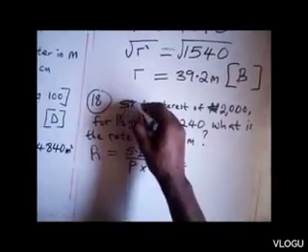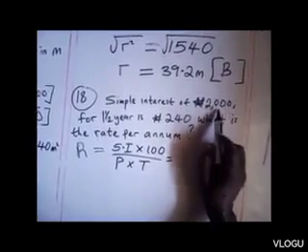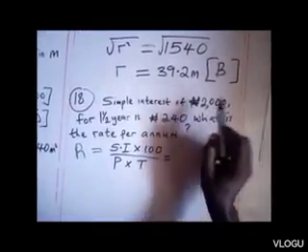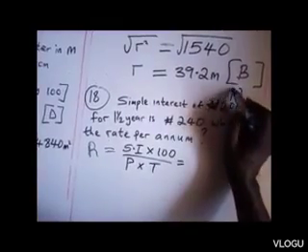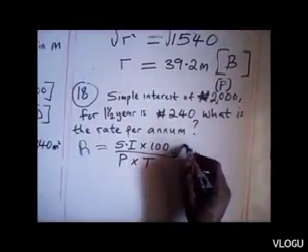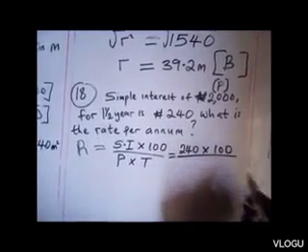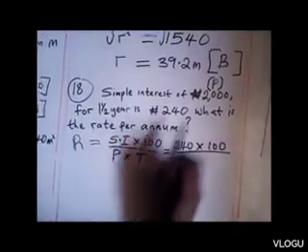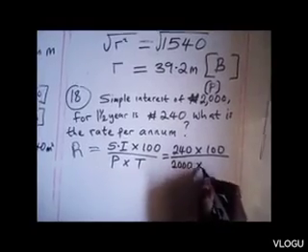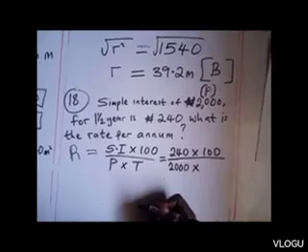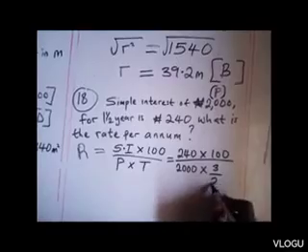Most students might be confused with this question by taking 2000 as the simple interest. The 2000 here is the principal. This is the principal. So 240 multiplied by 100 divided by, what's our principal? The principal is 2000 naira. Then the time, 1.5 year. Convert that one to an improper fraction. You're going to have 3 all over 2.